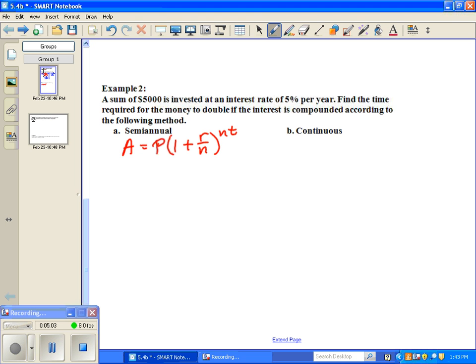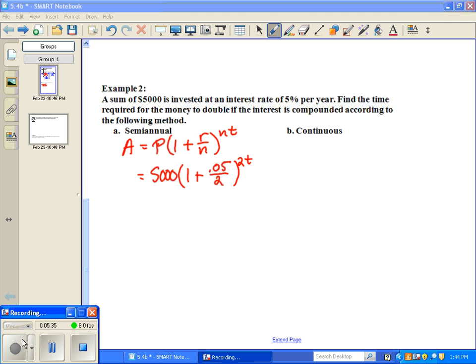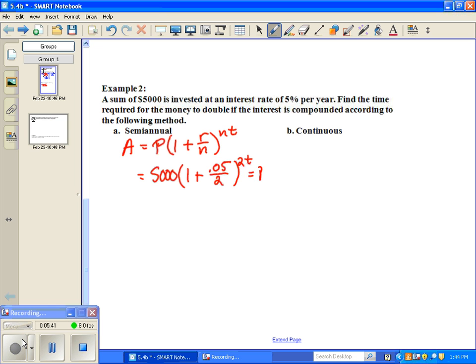So let's plug in what we know. So we have $5,000 is the principal. It's the amount we put in to the account. We have 1 plus, the interest rate is 5%, so 0.05, over 2, because it's compounded twice a year, semi-annually. And that's going to be 2 to the t. And we want to figure out when this is going to double. So when is this equal to 10,000?